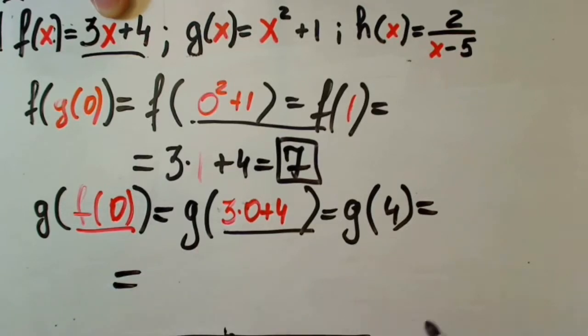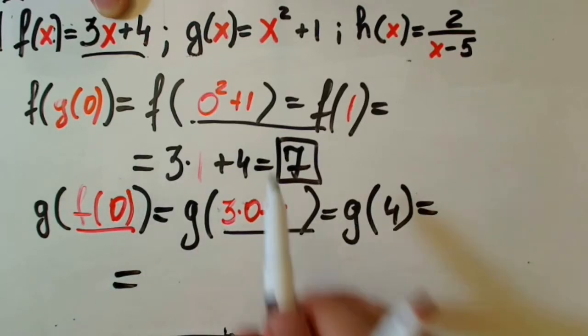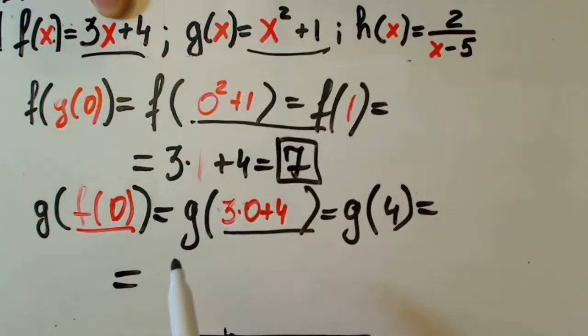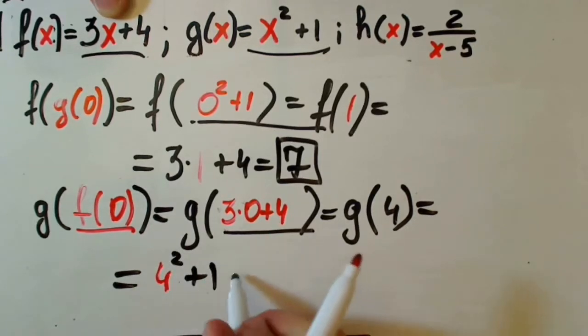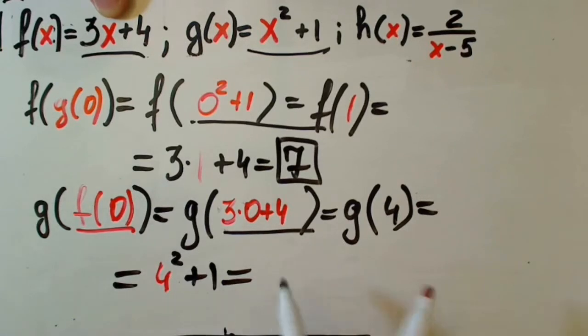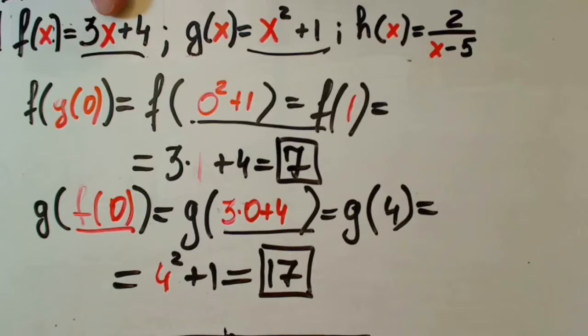And now for g of 4, plug in 4 in our g function, and then we're done. And we have 4 squared plus 1. And 4 squared is 16 plus 1, 17. That's it. That's our composition of functions.